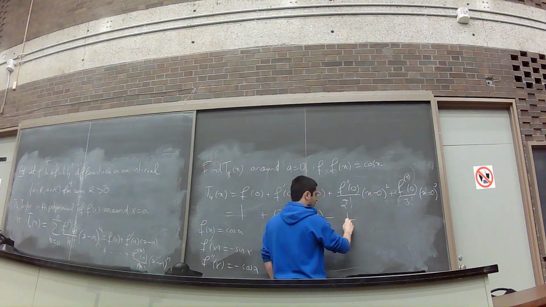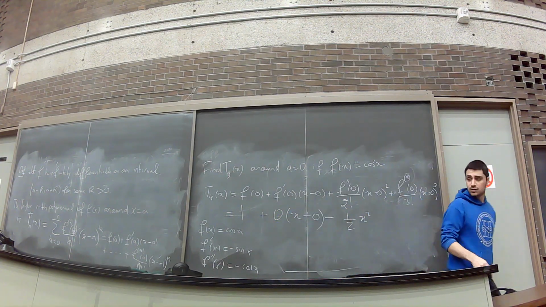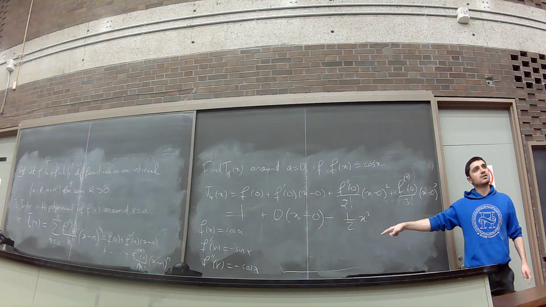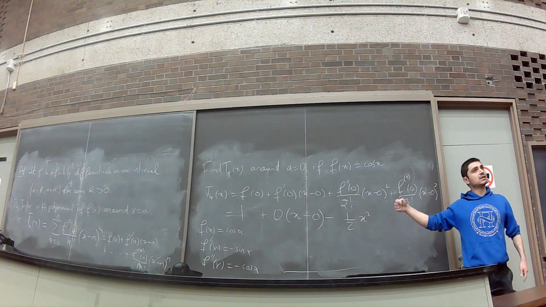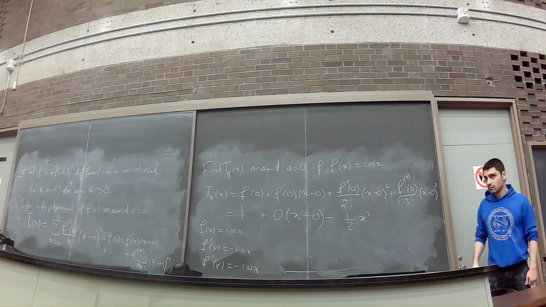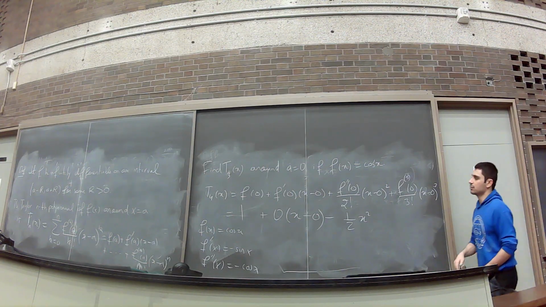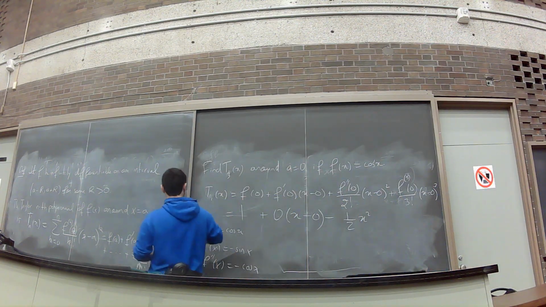The 1/2 comes from here. What is f triple prime at 0? So f triple prime is minus cos x prime, which is sine x. Sine x at 0 is 0. So this is T4 of x, the T3 of x. Oh, here I have T3. Sorry about that.